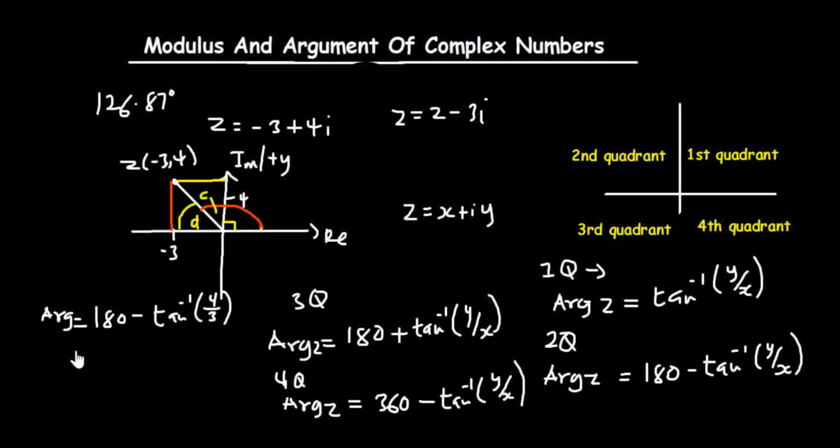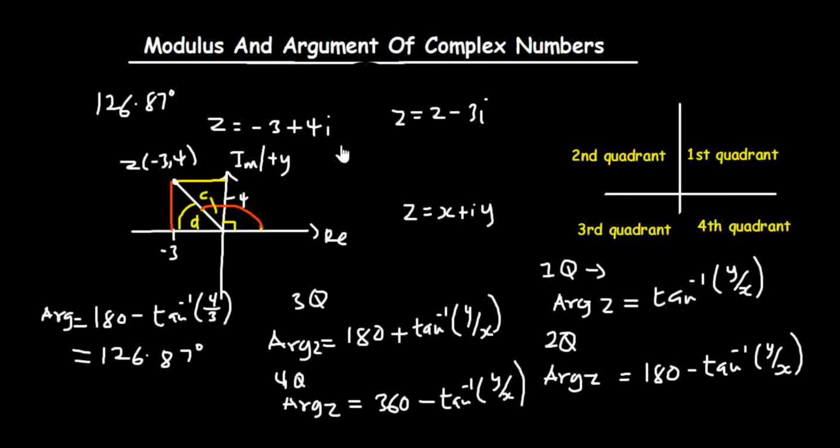Okay, so now let's simplify it. This will give us 180 minus the tan inverse of 4 over 3. That will be equal to 126.869, so let's make it 126.87 degrees. Very simple. So we see that when we use this formula, there was no need for us to come and do all these computations that we did here.